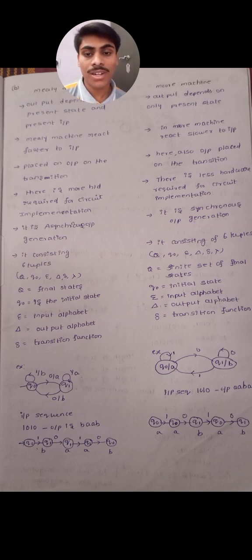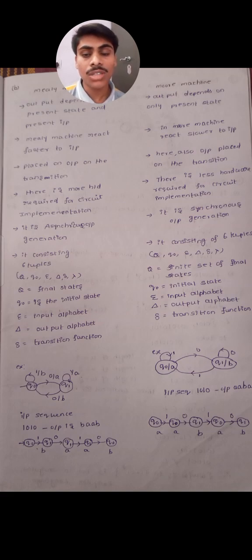Q is the finite set of states, q naught is the initial state, sigma is the input alphabet, delta is the output alphabet, and small delta is the transition function. Here also, the Moore machine consists of 6 tuples. Those are Q, q naught, sigma, delta, small delta and lambda. Q is the finite set of states, q naught is the initial state, sigma is the input alphabet, delta is the output alphabet, and small delta is the transition function.